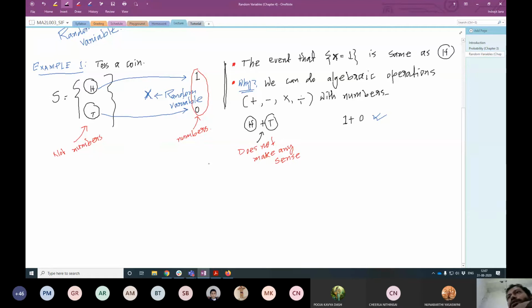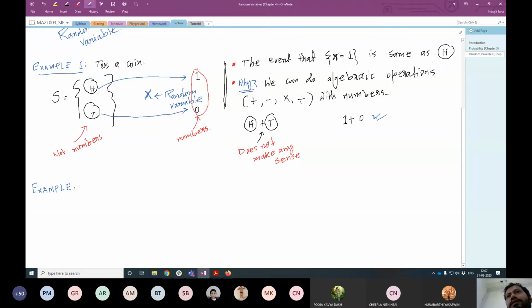Why we need to do addition, subtraction, those kind of things in the sample space. The main point is that we need to map some numbers to the sample space, because the sample space is some abstract objects, some abstract images, and unless we assign some numbers to them, we cannot do any mathematics there. So that's the main purpose.